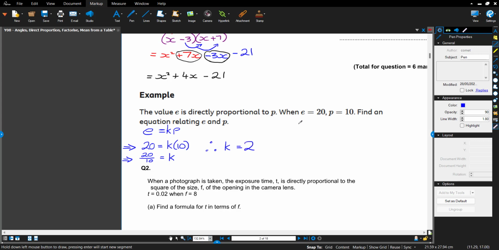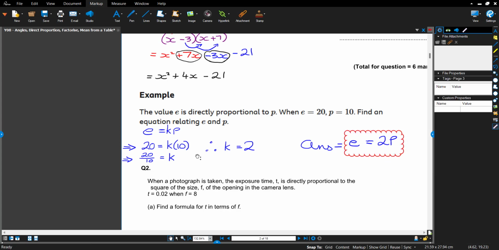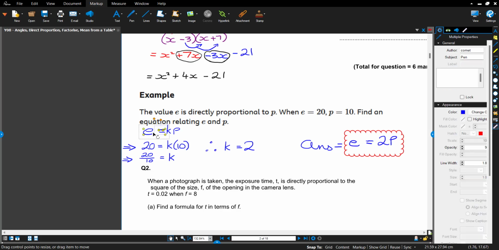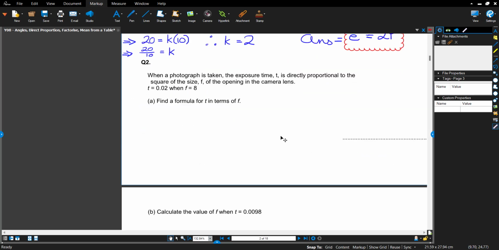So the answer is E equals Kp, so E equals 2p. And that's it. E equals 2p, and that is your answer. Done. Because we were told E equals Kp. So, yeah, that's it. E equals Kp, we had to find K, we found it was 2. And that's it. All right, let's go on to a tougher one.